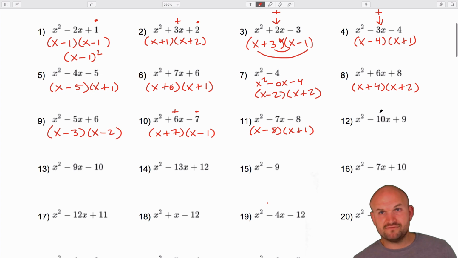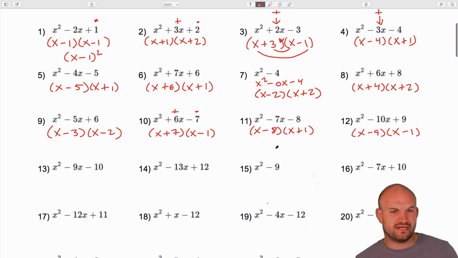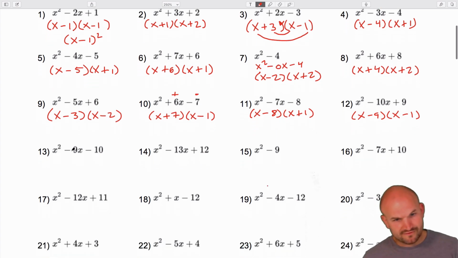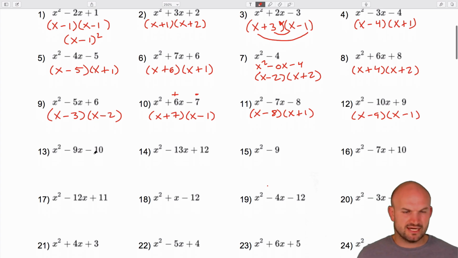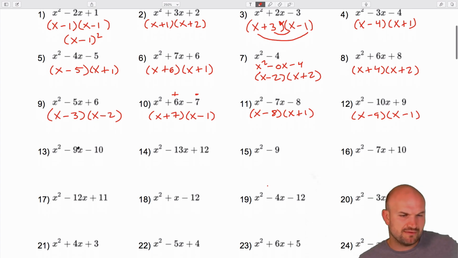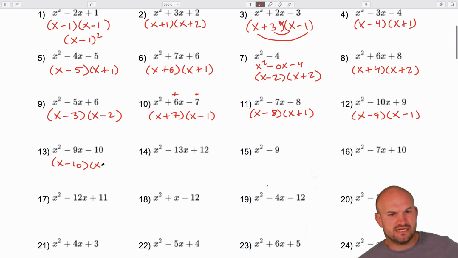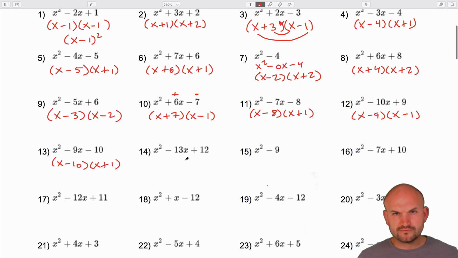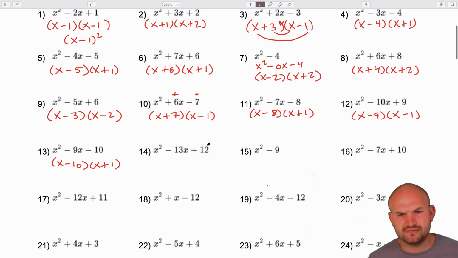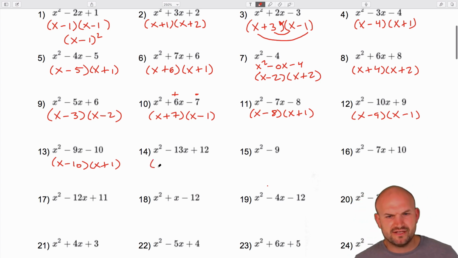Here it's positive and negative. That means both factors are going to be negative. So that should be x minus 9 and x minus 1. Again, those add up to give me negative 10. Now this is negative and that's positive, so I'm looking for a difference. What two numbers multiply to give me negative 10 but add to give me negative 9? That should be x minus 10 times x plus 1. What two numbers multiply to give me 12, add to give me negative 13? Positive, negative, so that should be x plus 12. No, sorry, that should be minus, right?